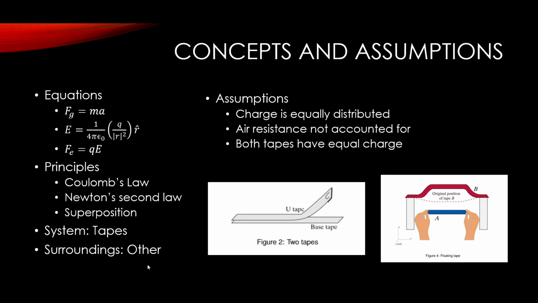The system was the tape, surroundings was everything else, and for assumptions, we assumed that the charge is equally distributed. We did not account for air resistance or any other type of friction, and we assumed that both tapes have an equal amount of charge. And here you can see a couple of figures. Figure 2 is how we actually created the charged tapes, and figure 4 is how we set up our experiment to make the tape float.